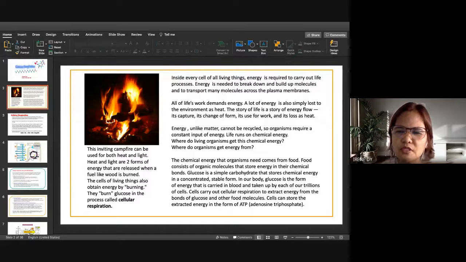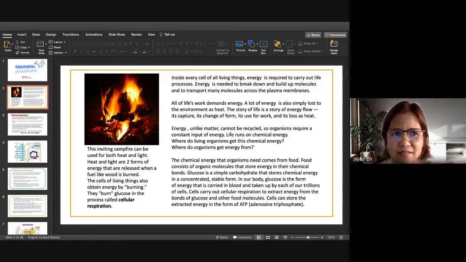So example, glucose is a simple carbohydrate that stores chemical energy in a concentrated, stable form. So in our body, glucose is the form of energy that is carried in the blood. But remember, glucose, because this is considered a macromolecule or a biomolecule, should not stay long in the bloodstream. But rather, there should be a hormone, what we call insulin, that should be released by the pancreas to regulate the blood sugar of our body. Because in excess of that, ikamamatay din natin.